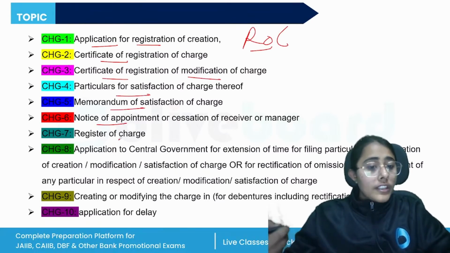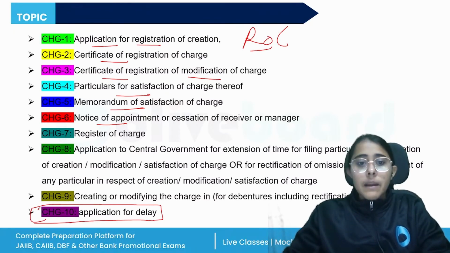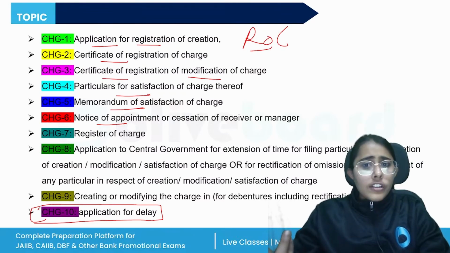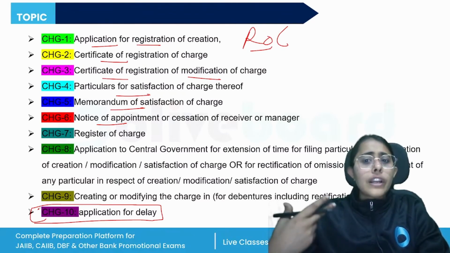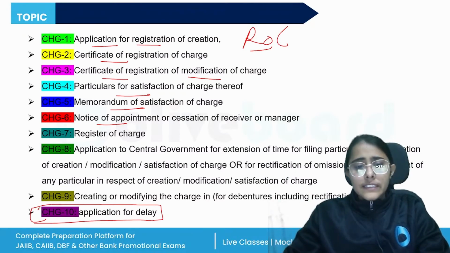Now here, what is important is the application for any delay. If there is a delay in the creation of the charge or getting it registered, then the company will have to submit it with Form 10, right? So the application for delay has to be made with the Registrar in Form number 10, supported by a declaration of why such delay was there, and that such delay is not going to adversely affect the rights of any other creditors of the company. All of these things are there.